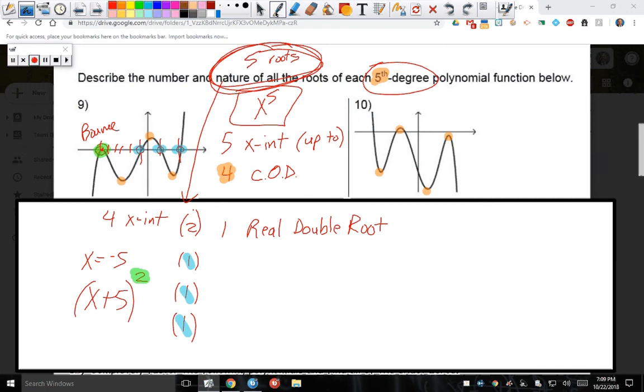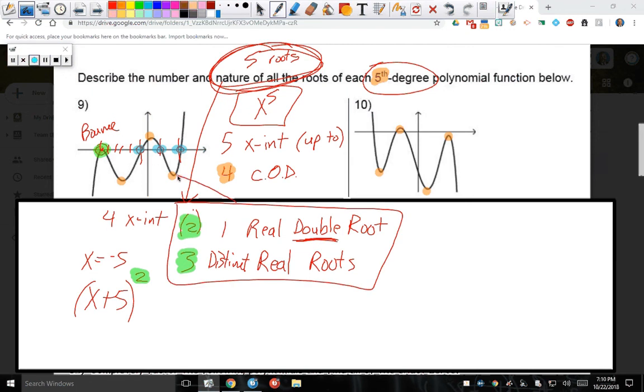So all of these are also real roots, and they're real because they touch the x-axis, okay? And then last but not least, they're all different. So the way we're going to account for all 3 of those is to say there are 3 distinct roots. Distinct means they're all different, not the same, like this double root, which is 2 of a kind. So we say 1 real double root, which accounts for 2, and then these 3 distinct roots, which counts for 3. So the total would be 5. So that's how you're going to describe number 9.